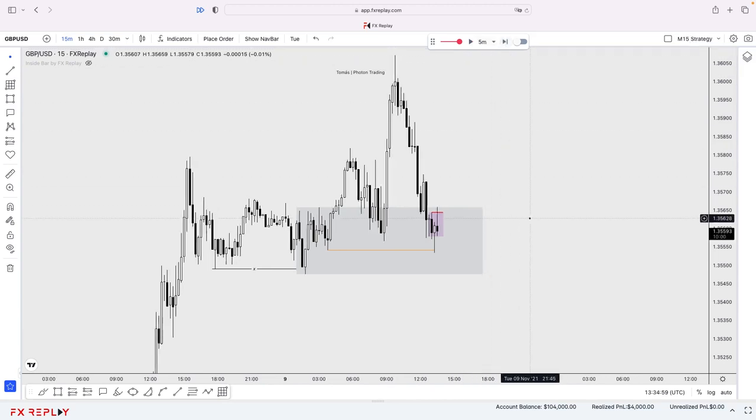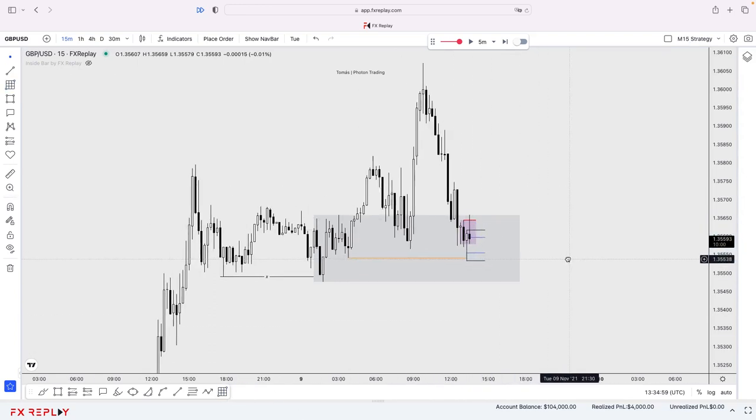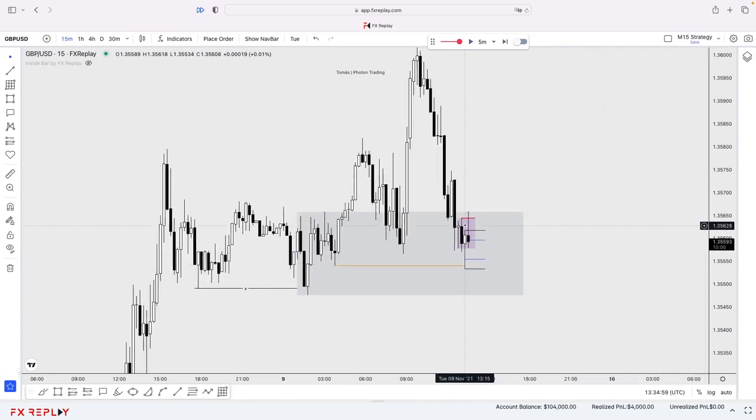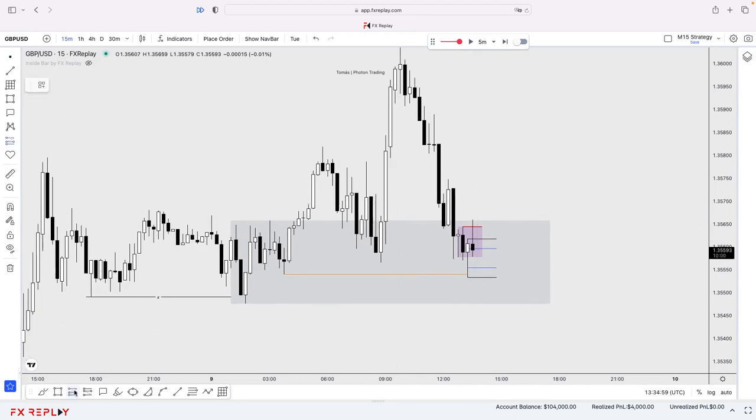Okay, so now I'm looking for longs. It's a little bit annoying because the candle was very quick. Okay, it's very quick, so I'll just enter.